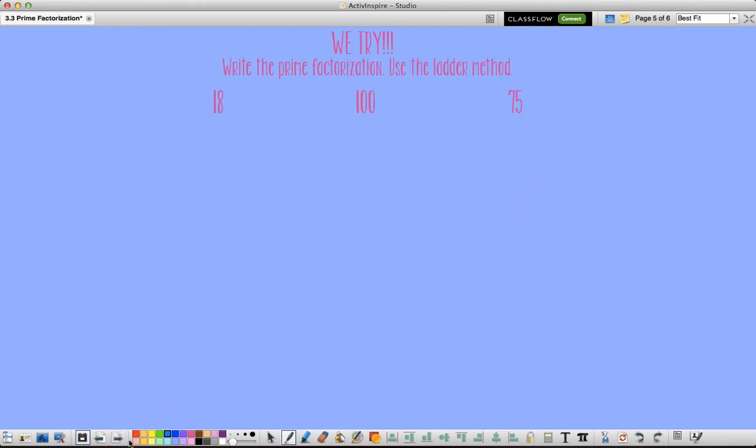All right, so now let's practice using the ladder method. So I'm just going to go ahead and put 18 in there. Why rewrite it if you don't have to? And it's even, so it can be divided by 2, which gives me 9. Now, 9 is not prime, ladies and gentlemen. It can be divided by 3. 3 divided by 3 is 3. I know I need to get down to 1, and the only number that can divide 3 besides 1 is 3. So the prime factorization of 18 is 2 times 3 times 3, or 2 times 3 squared.